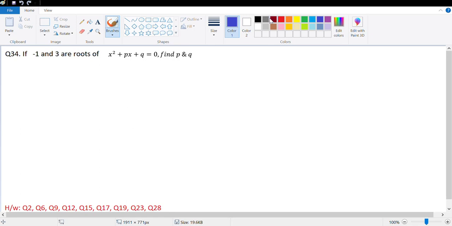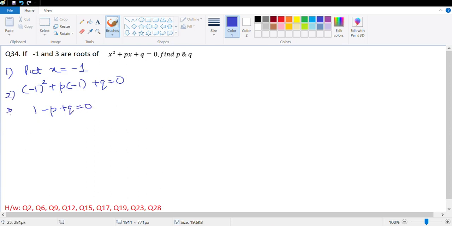Okay, let's look at the last question, which is: if negative 1 and 3 are roots of this given equation, find p and q. So put x is equal to negative 1 and we get negative 1 squared plus p multiplied with negative 1 plus q is equal to 0. This is 1 minus p plus q is equal to 0, which means negative p plus q is equal to negative 1. That's our first equation.